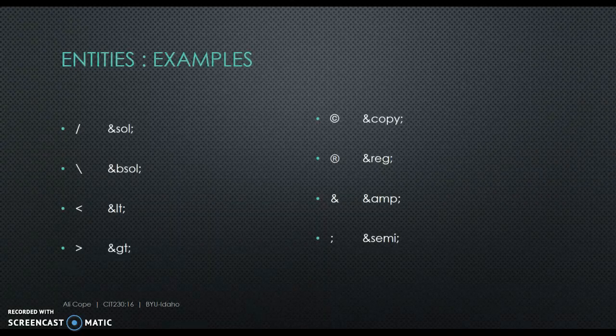If you want to show an ampersand on your page, then you use the ampersand symbol, AMP, semicolon, and that will display as an ampersand in your text. To do a semicolon, you do ampersand, semicolon.